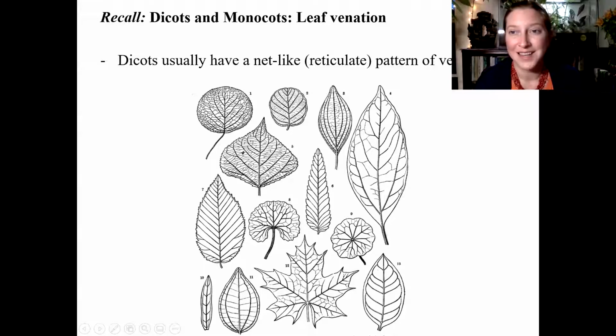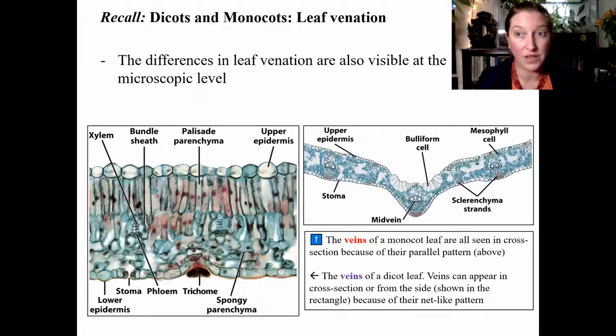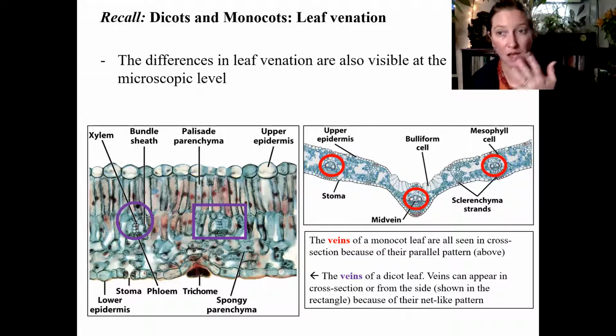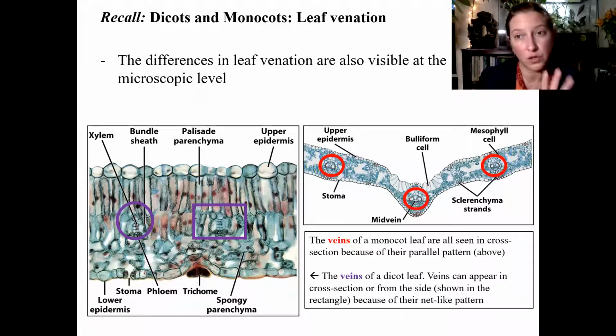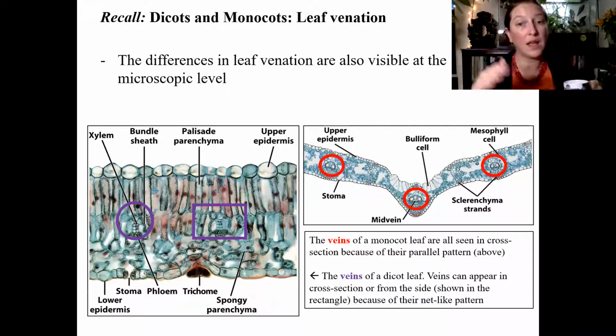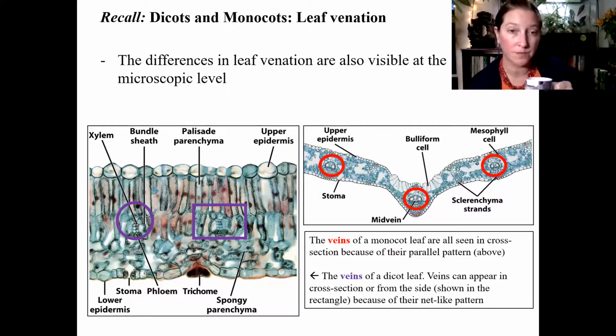We already learned this in the leaf lab, right? Dicots have this net-like pattern of venation, and monocots have this parallel venation in their leaves. We learned that already. And we saw this last time too, right? Not only can you see the differences in the venation from the outside with your eyes, but if you were looking at a leaf under the microscope slide, you could also see that you're looking at monocot with parallel veins or dicot with not parallel veins.